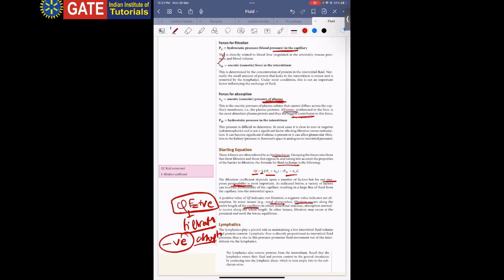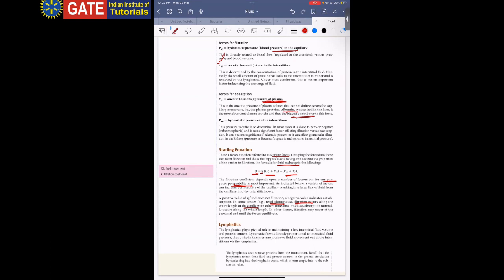Now let's talk about the lymphatic fluid. The lymphatics play a very important role, because they are removing the fluid as well as the proteins from your interstitial space. So they are very important because they will maintain a low interstitial fluid volume as well as protein content. So as much as there is increased pressure of the interstitial fluid, there will be increased lymphatic flow, because that will be removing that fluid from there.